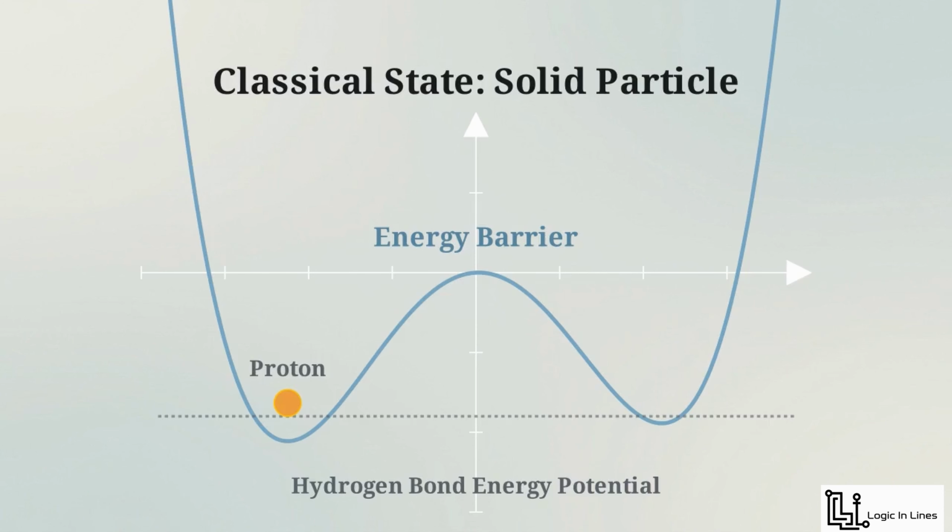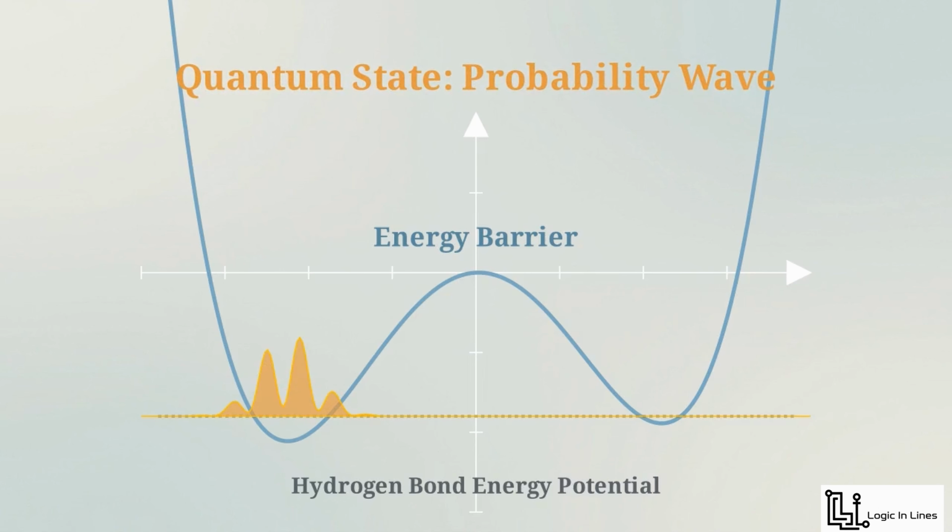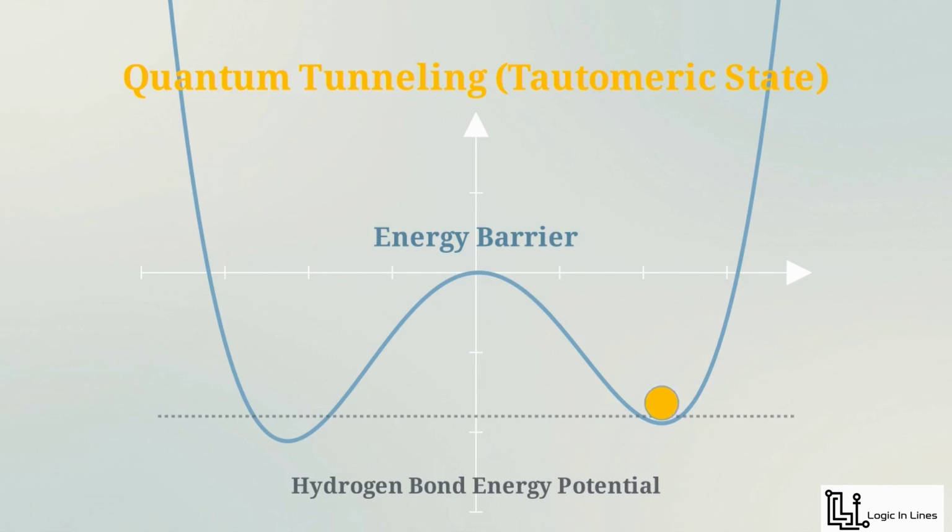The answer lies at the subatomic scale, where protons stop acting like solid objects and behave like spread-out waves. Because of this wave nature, the proton doesn't have to climb the energy barrier. It simply teleports straight through it, a phenomenon known as quantum tunneling.